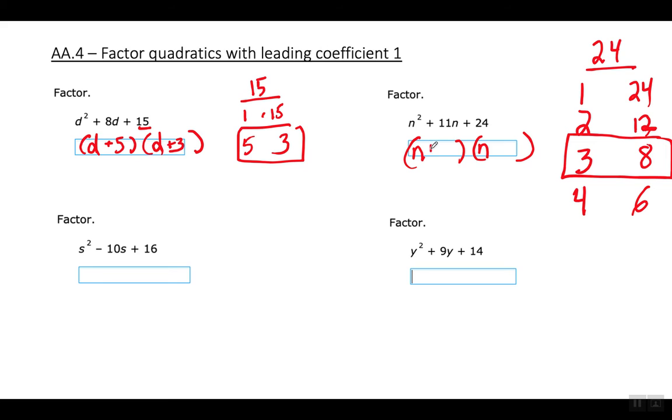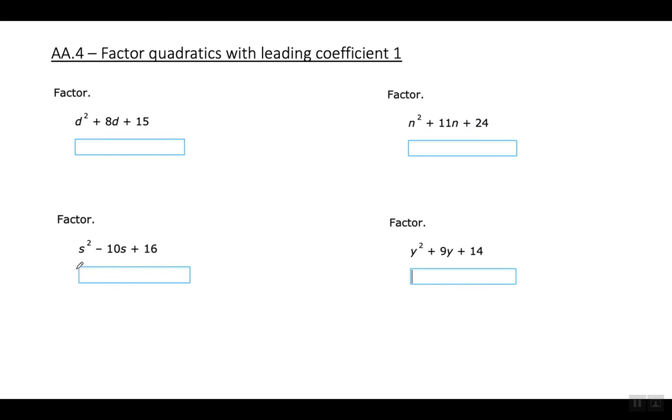All right, so n plus 3 and n plus 8, because the product will give you 24 and the sum will give you 11. That's the winning combination right there. Okay, let's look at this one over here. All right, so I got my two parentheses with S at the beginning. Okay, now let me continue the process.